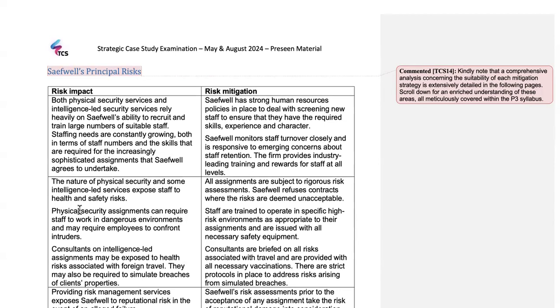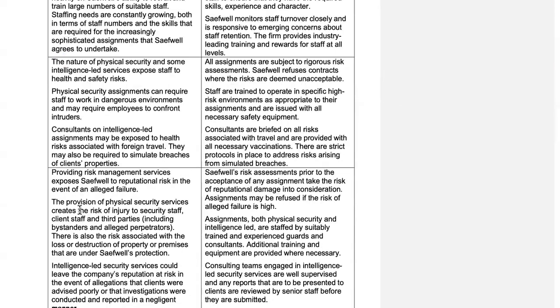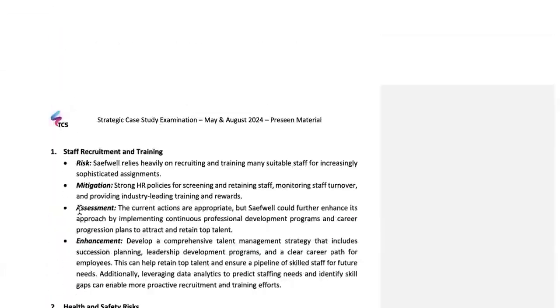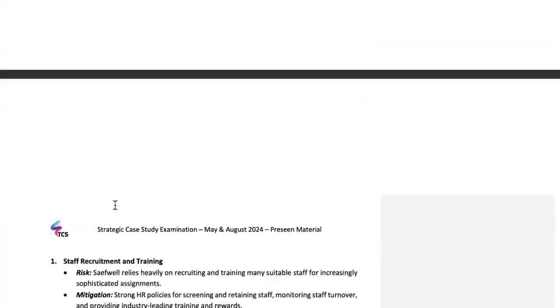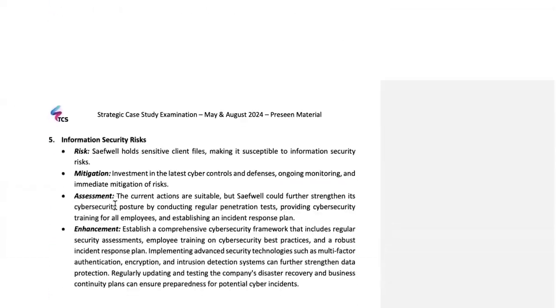So when doing this, you need to think about the existing controls within the company and evaluate whether the existing controls are sound or not. If you feel that the existing controls are not too good, then when developing your answers, you need to mention the type of action we are supposed to take to improve the risk management initiatives practiced within Saefwell. I've evaluated each of these risks in depth within the annotated pre-seen itself.